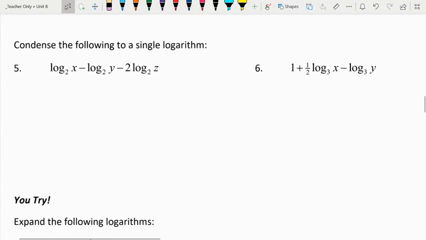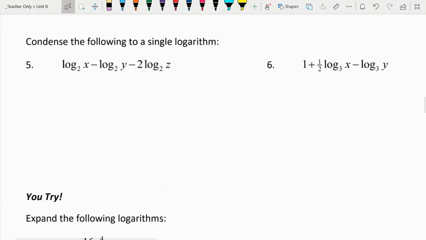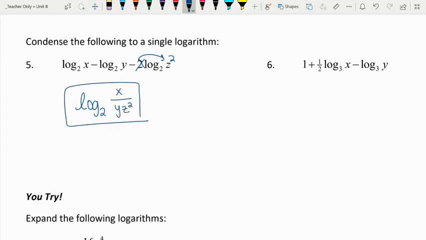So we're going to work on condensing now. So when I look at this first one on number 5, all I see is I know that this needs to become a squared. From there, there's not much to do other than throw it all together. So we have log base 2 of x, and then it's minus y and minus z squared, which means both of those two are in the denominator. So then we are done.